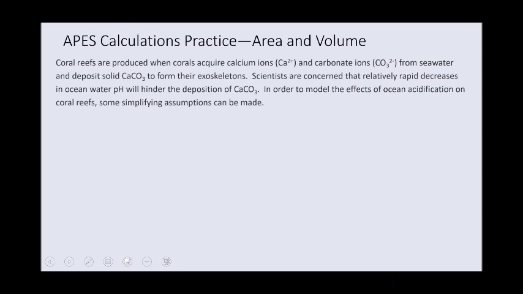So let's look at the last practice question. This is about area and volume. So coral reefs are produced when corals acquire calcium ions and carbonate ions from seawater and deposit solid calcium carbonate to form their exoskeletons. Scientists are concerned that relatively rapid decreases in ocean water pH will hinder the deposition of calcium carbonate. In order to model the effects of ocean acidification on coral reefs, some simplifying assumptions can be made.